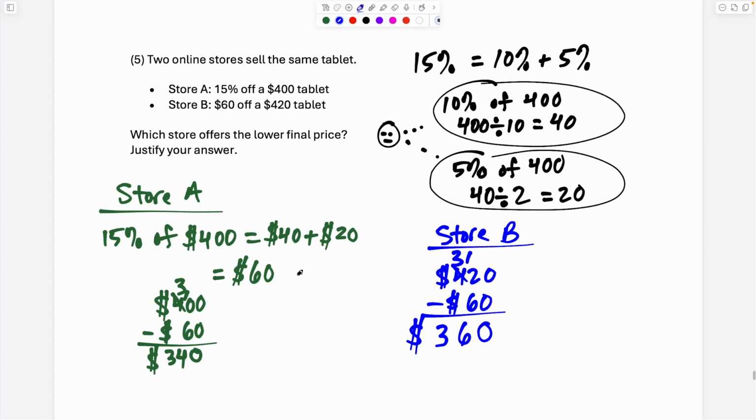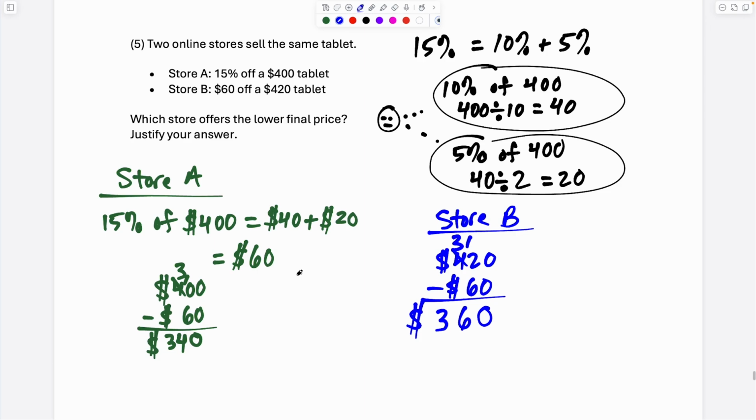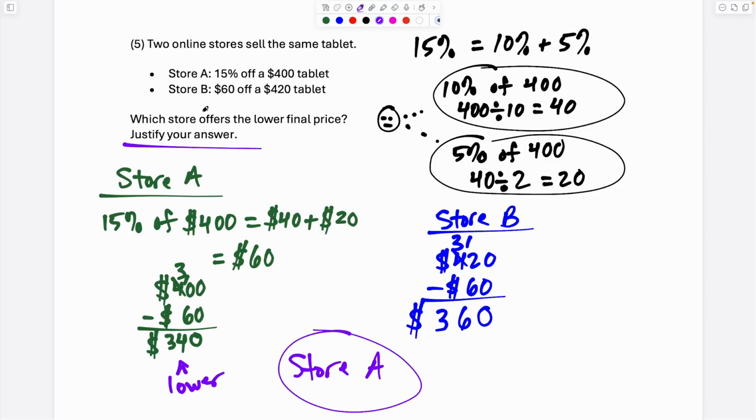So now which store offers the lower final price? Now we just have to look. See here, this one is lower. So this one over here is lower. So we could just say here, Store A. We don't have to write a long sentence here because the question is just telling us to justify our answer and which store offers the lower final price. We just have to say which store, and we showed the math for both. So Store A is definitely correct.